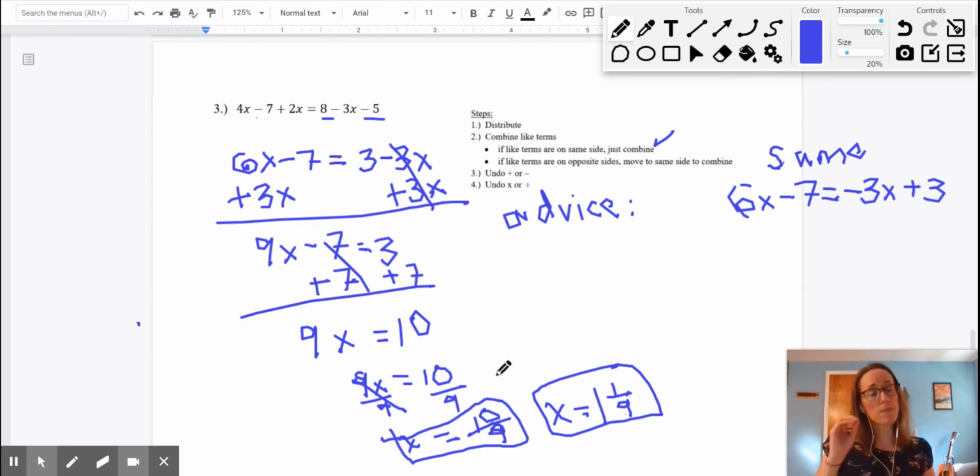The only thing to make sure is just make sure you're reduced. If this could reduce, you would, but 10 and 9 don't have any common factors other than 1. So there's no number that goes into 10 that also goes into 9 other than 1. So you can't reduce it. So improper fraction is where I would leave it. If you'd like to take the extra step and make it a mixed number, you're welcome to do so.